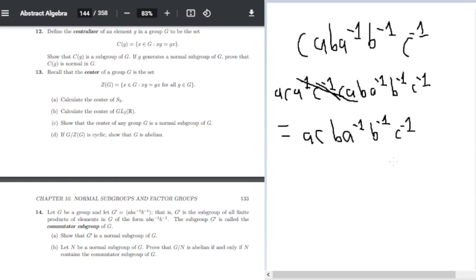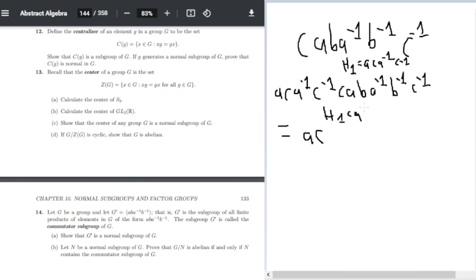Wait. So let's actually keep an important note of this. So first of all, let's call H1 equal to A, C, A to the negative 1, C to the negative 1. Then we get that multiplication of H1. We're basically going to be constructing an inverse for this. So C, A, B, A to the negative 1, B to the negative 1, C to the negative 1 is equal to A, C. We cancel out A to the negative 1, C to the negative 1, with C and A to get B, A to the negative 1, B to the negative 1, C to the negative 1.